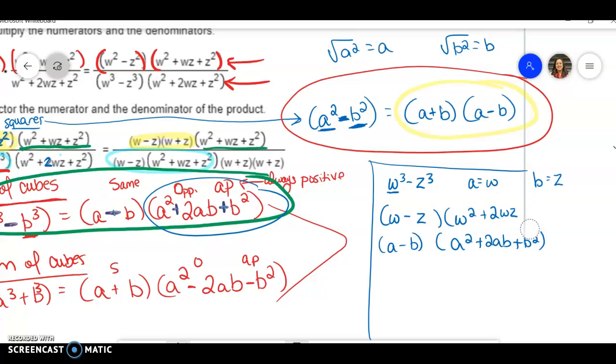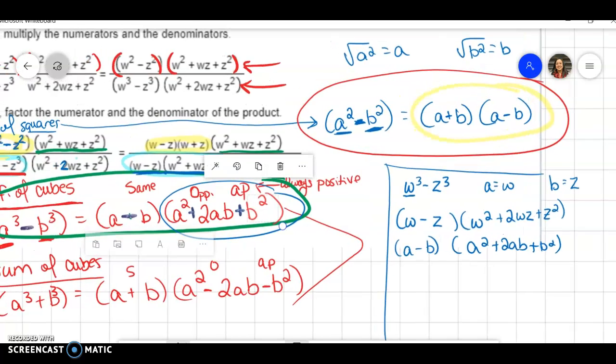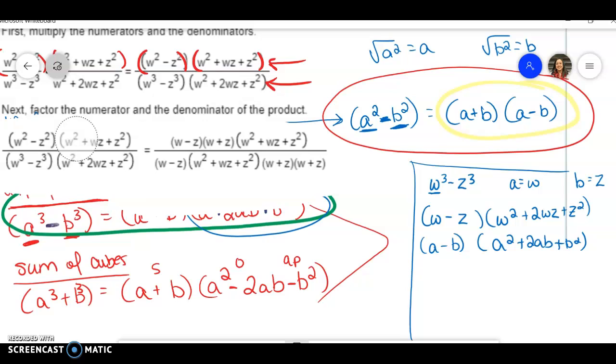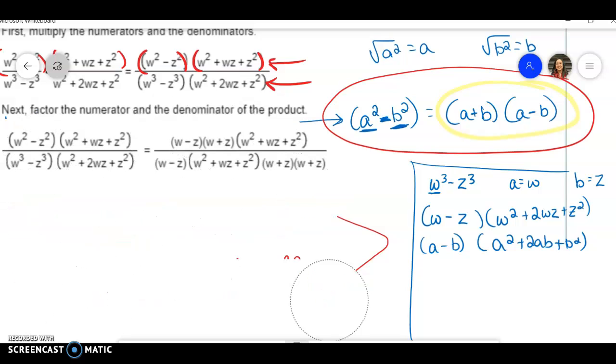Let's erase this. I have a little bit of room left. Plus z squared. So that is where this w minus z times w squared plus wz plus z squared came from, which is what I have highlighted in blue. Okay. Now the last piece, I'm going to erase some of this. You can always pause and back up if I'm erasing something that you need.